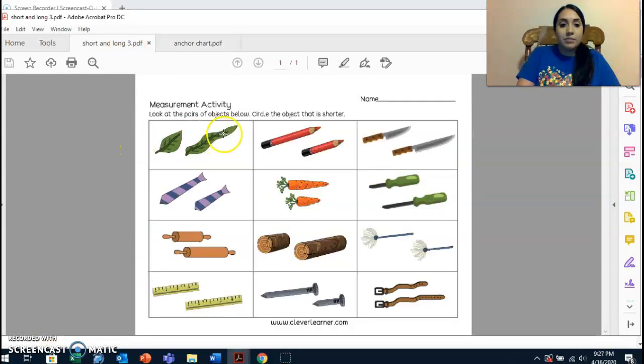And for his assignment, it says measurement activity. Look at the pairs of objects below. Circle the object that is shorter. So right here it says shorter.